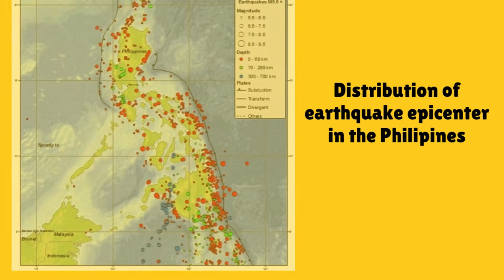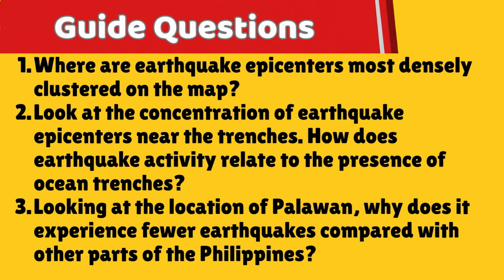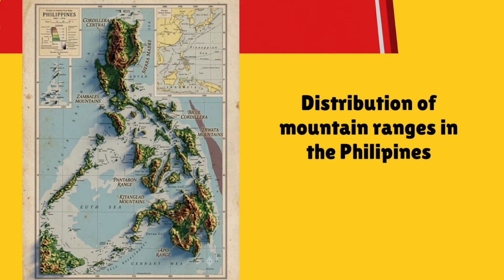For the guide questions: where are the earthquake epicenters most densely clustered on the map? Second, look at the concentration of earthquake epicenters near the trenches. How does earthquake activity relate to the presence of ocean trenches? And last number, looking at the location of Palawan, why does it experience fewer earthquakes compared with other parts of the Philippines? And now for the distribution of mountain ranges in the Philippines.